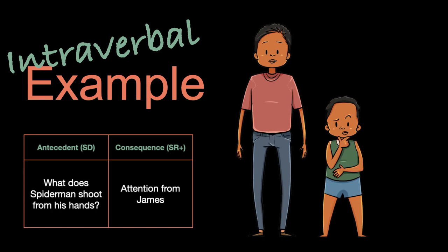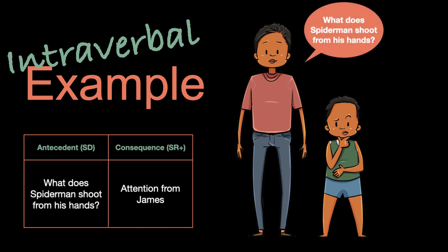As Charlie develops more complex language, James works to teach him to respond to simple questions like, "What does Spider-Man shoot from his hands?"